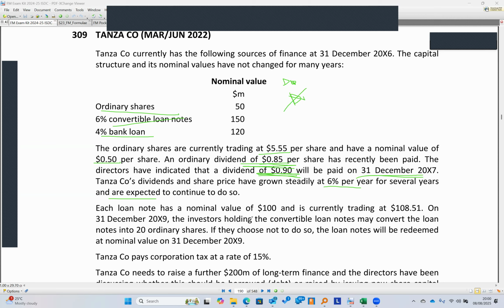Then for the loan notes, each loan note has a nominal value of $100, trading at 108. On 31st December 2009, the investors holding the convertible loan notes may convert. So these are how many years? I think these are 3 years. They can convert, so this is now convertible. Yesterday we saw the theory. Today we are going to deal with the convertible loan notes in calculation. They can convert them into 20 ordinary shares. But if they don't convert, then they will redeem at nominal value, and the tax is 15%.